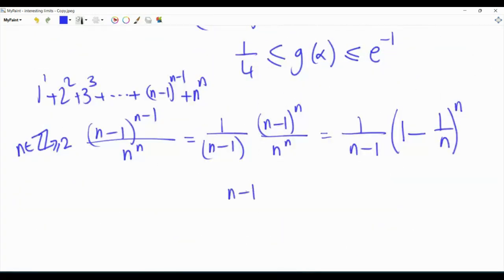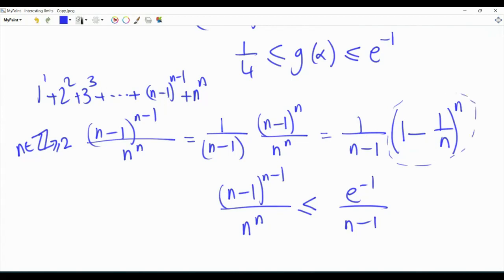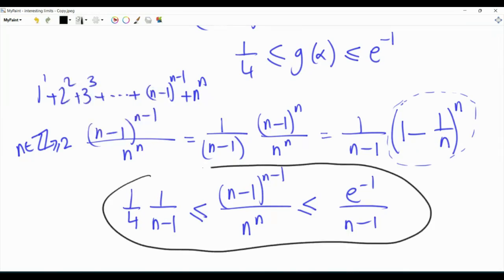Now we can say that this ratio, (n-1)^(n-1) over n^n, is upper bounded by e^(-1) over n minus 1, because this is less than or equal to e^(-1) by our previous result. This ratio is lower bounded by 1/4 times 1 over n minus 1, again because g of alpha, which is (1 - 1/alpha)^alpha, is greater than or equal to 1/4. So keep this in mind. This is a very important inequality. (n-1)^(n-1) over n^n is between 1/4 times 1 over n minus 1 and is upper bounded by e^(-1) over n minus 1.